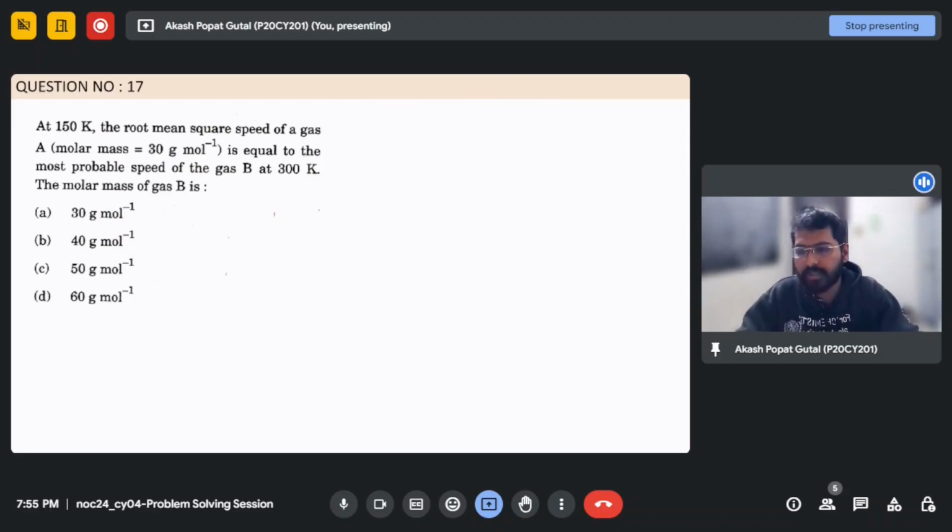So the next question is: at 150 Kelvin, the root mean square speed of a gas A, molar mass 30 gram per mole, is equal to the most probable speed of gas B at 300 Kelvin. The molar mass of gas B is?